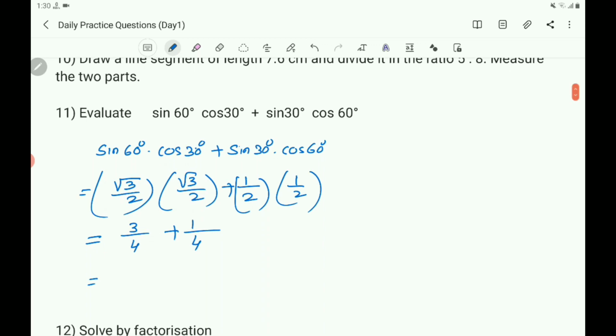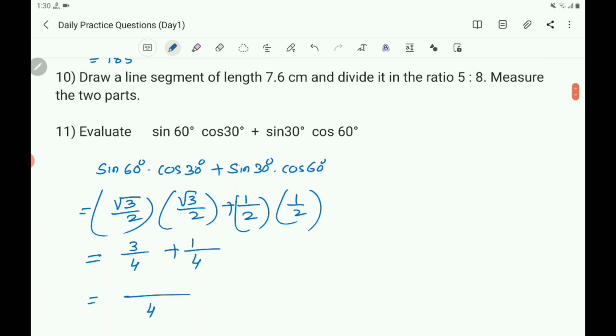Then that equals. Here the denominators are the same, so take the LCM, which is 4, and add the numerators. 3 plus 1 is 4. 4 by 4 you will get 1. So the value of this is 1.